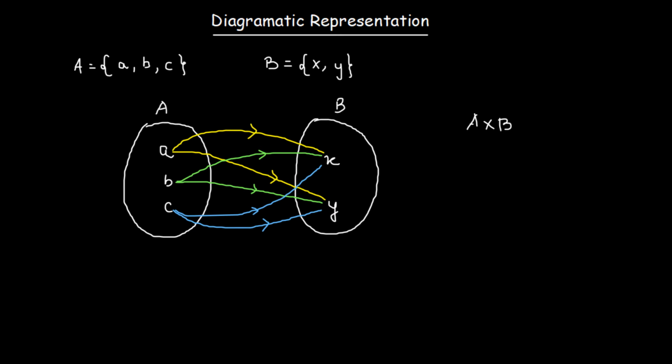So this is how we can represent the Cartesian product using a diagrammatic approach. So this is how we can find A cross B. So let us now try to find B cross A. For that we'll draw another Venn diagram. So let me shift this A cross B. So this will be our A cross B.